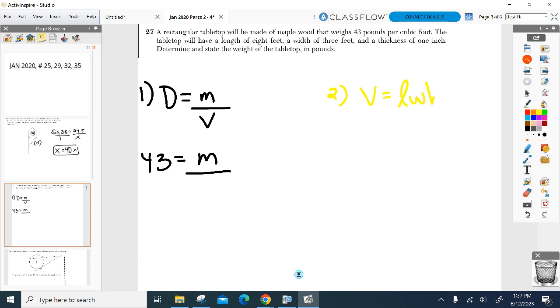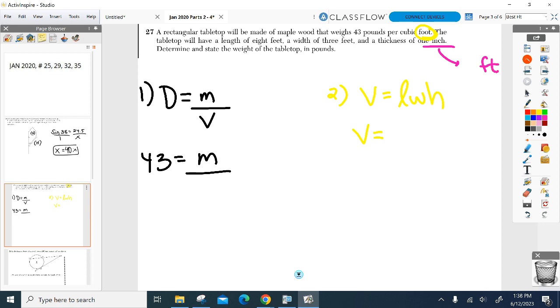Length times width times height. And here's where I'm going to get fired up. If you have 8 times 3 times 1, you're not seeing it still. What's the density in? Per cubic foot. Read it with me: 8 feet, 3 feet, 1 inch. That's a problem. And we don't do it after finding the volume. You change all the units before you find the volume. So we need to convert 1 inch to feet.